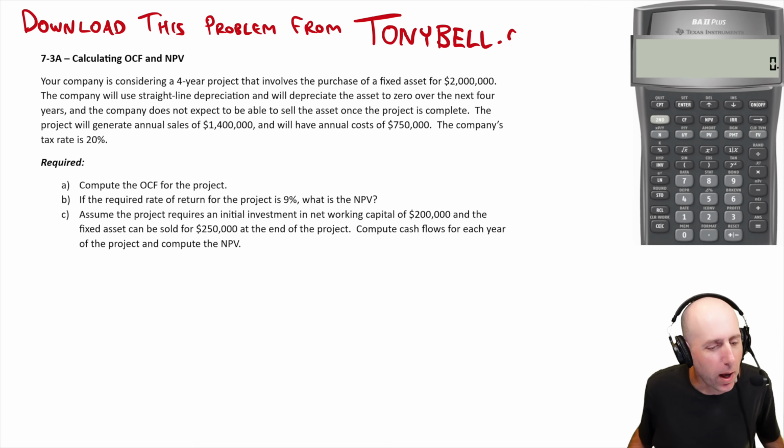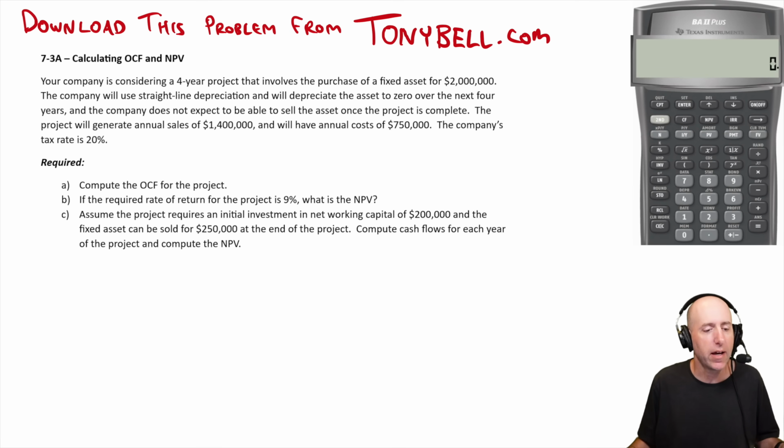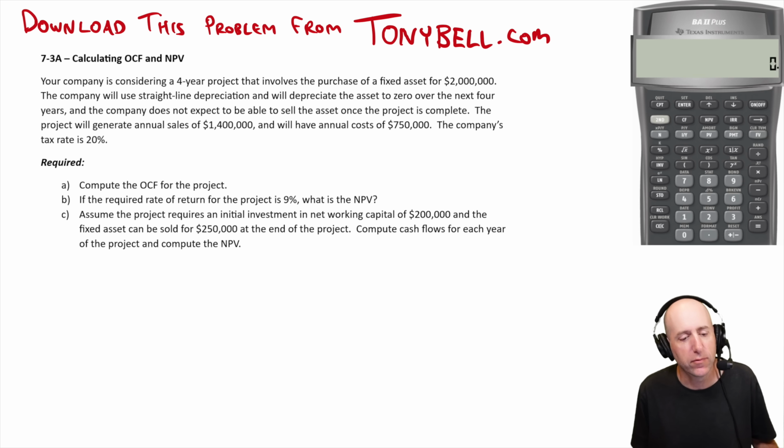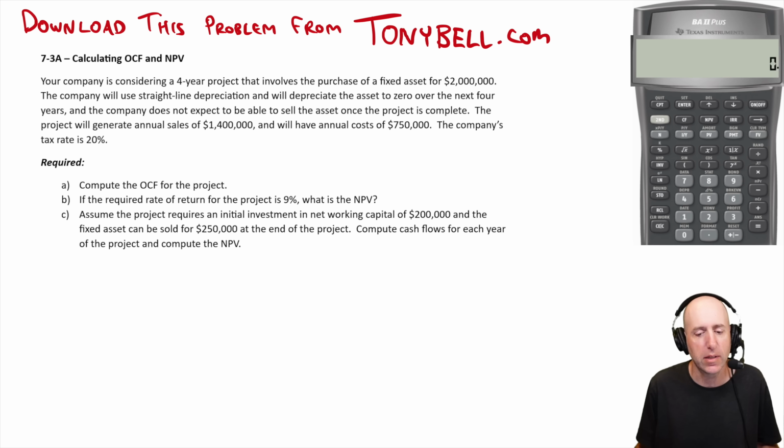Let's take a run through problem 7.3a. We're asked to calculate operating cash flow as well as net present value of a project. Your company is considering a 4-year project that involves the purchase of a fixed asset for $2 million. The company will use straight line depreciation, will depreciate the asset to zero over the next 4 years. And the company does not expect to be able to sell the asset once the project is complete.